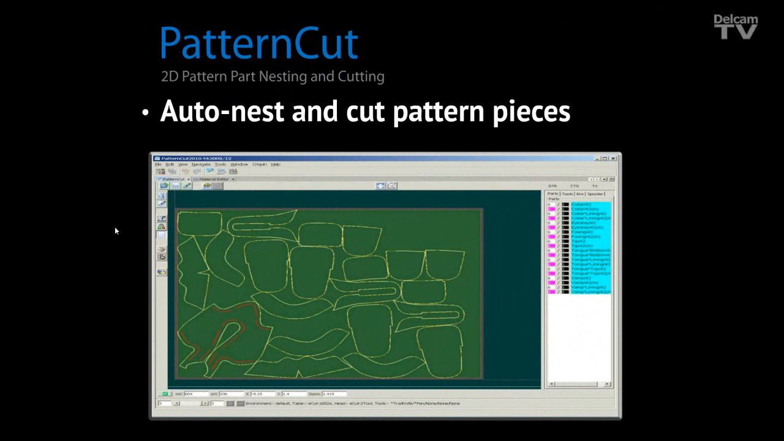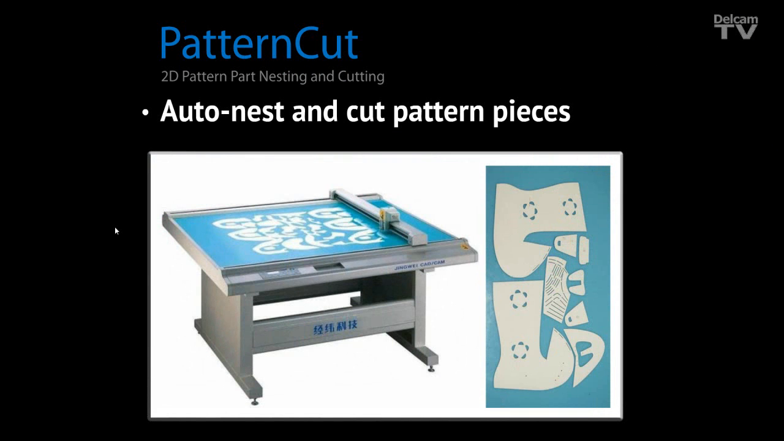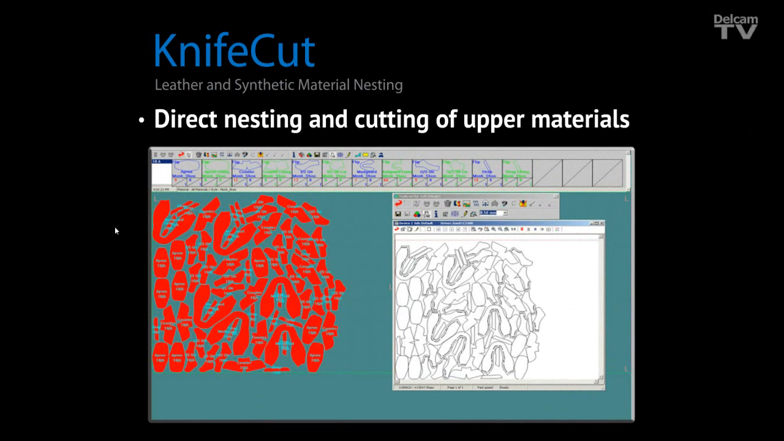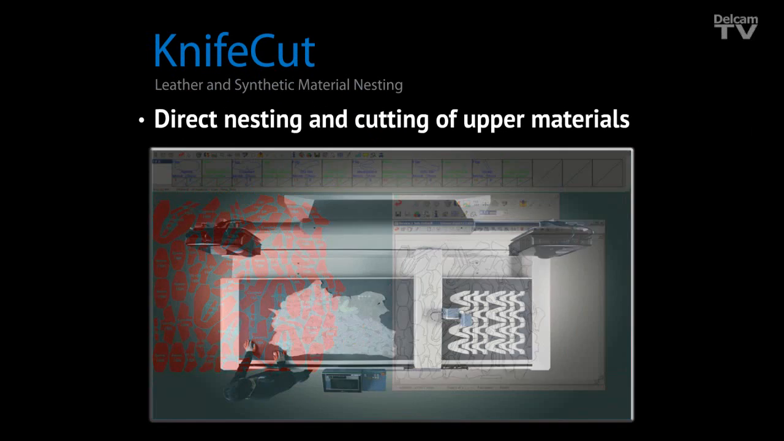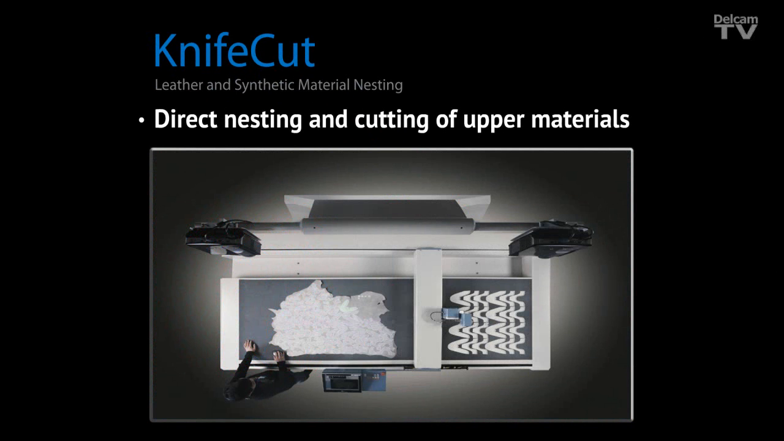So alongside Engineer, we also have another product called Pattern Cut, and this allows us to automatically nest and cut pattern pieces. And here we have a cutting table cutting those pieces. We also have Knife Cut, and this allows us to directly nest and cut upper materials. So this could be synthetic materials or leathers. And here we have a cutting table with a leather material being cut.